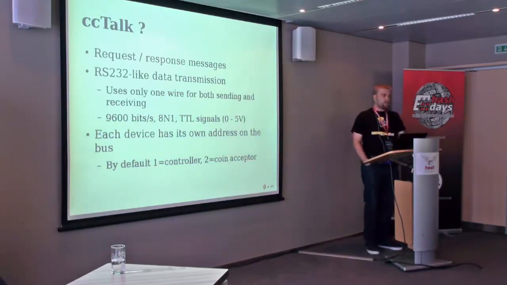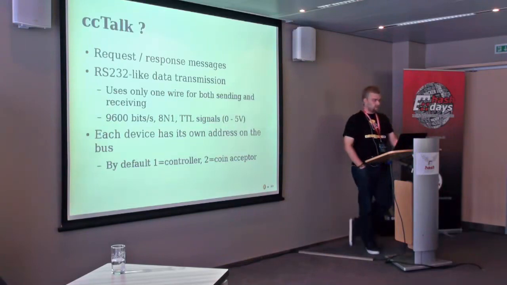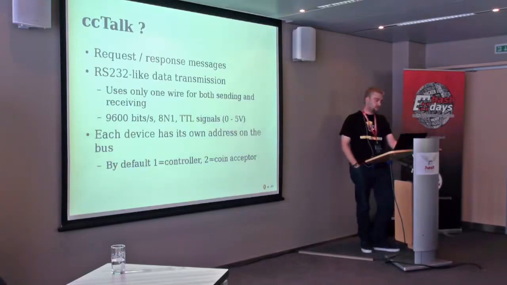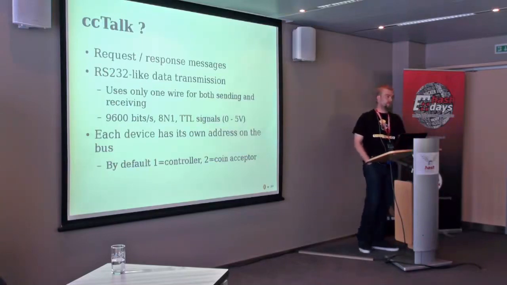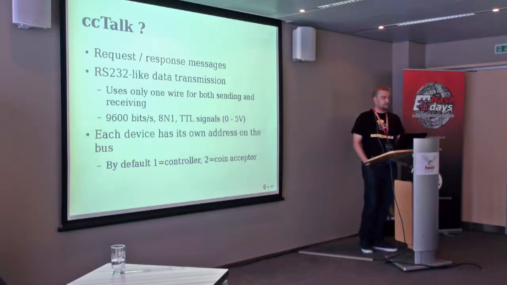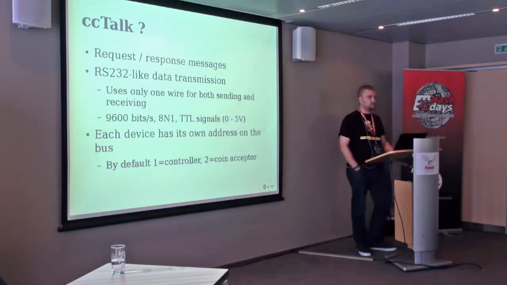It uses addresses for all the devices on the bus. By default, address number 1 is the controller, the main board. Number 2 is the default address for a coin acceptor. Number 3 is the default for a coin hopper. And there is a special address, 0, for a broadcast message. So you can send a request that is accepted by all the devices on the bus.